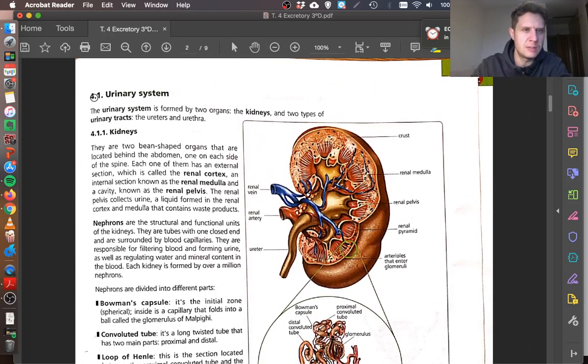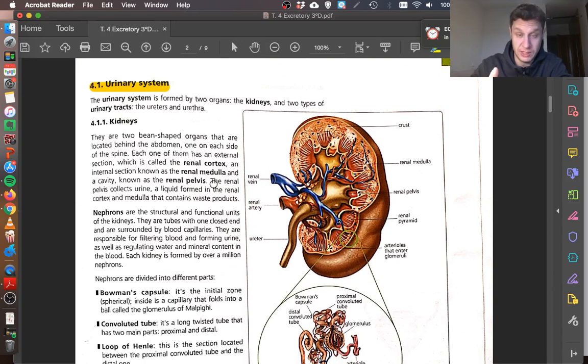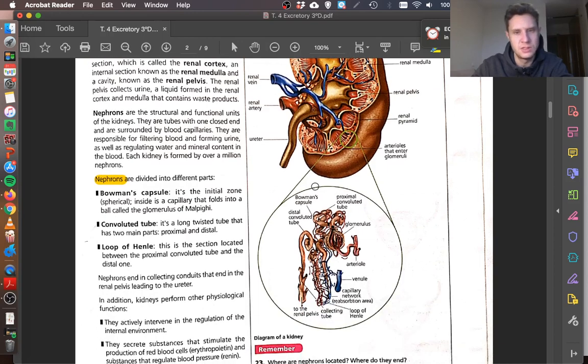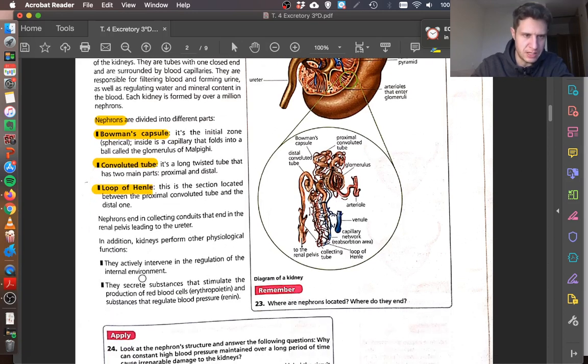We're going to learn about the urinary system at this point. And we're going to see the nephrons. These structures, not very clear in this image, are formed by the capsule, Bowman's capsule, the convoluted tubule, and the loop of Henle. And we're going to see the physiological functions.